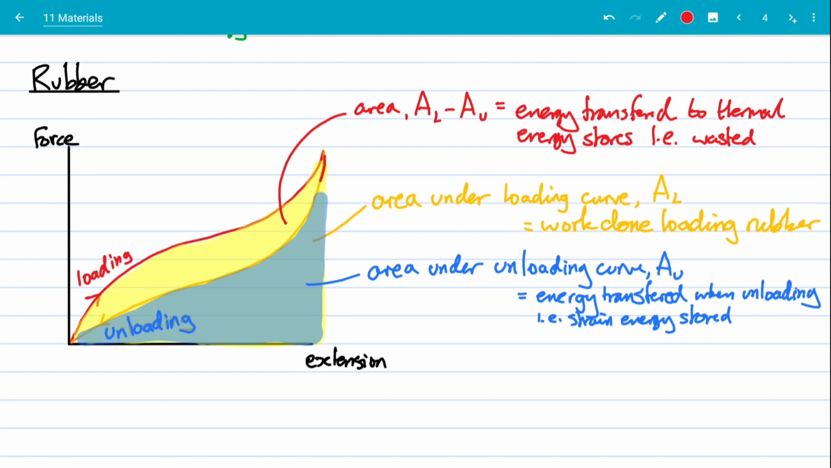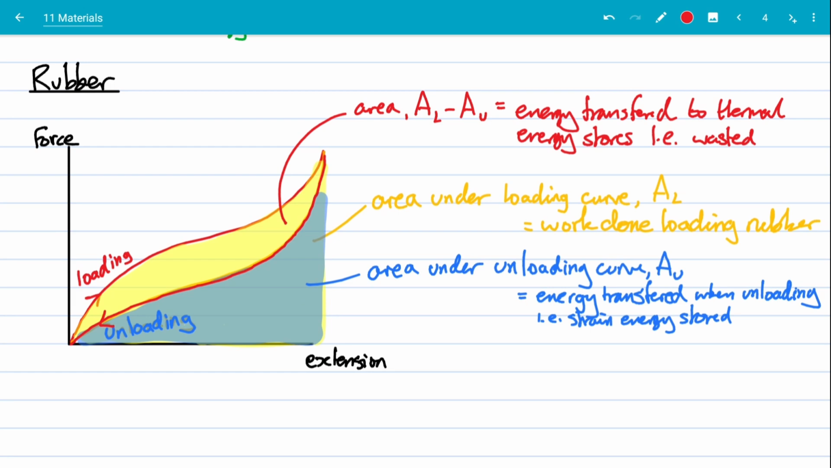I really hope that that has come through clearly enough. I'm no artist at all, so hopefully that is clear enough. Loading and unloading and so on. So that is true for rubber.